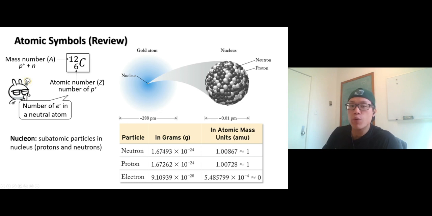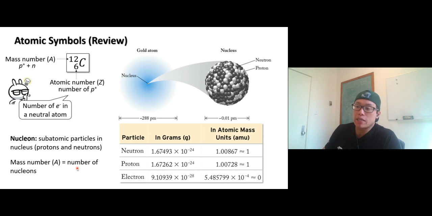Okay, we have one more word, nucleon. By definition, nucleon means a subatomic particle in the nucleus, which is only protons and neutrons. If I say nucleons, it means look at proton and neutron, no electron in here. And mass number is the number of nucleons, right? So mass number has nothing to do with electrons.